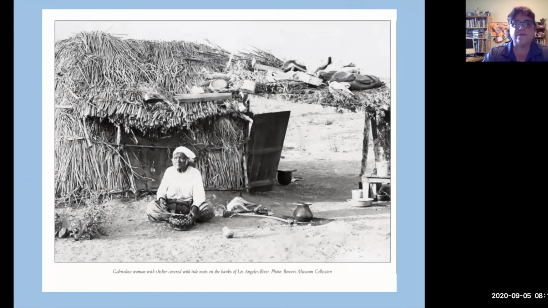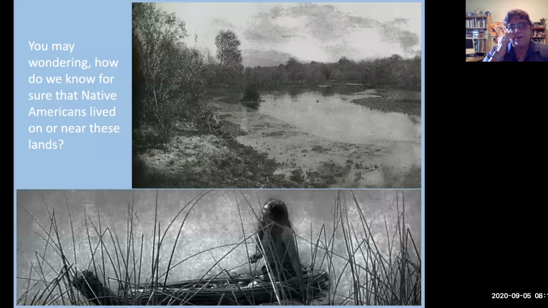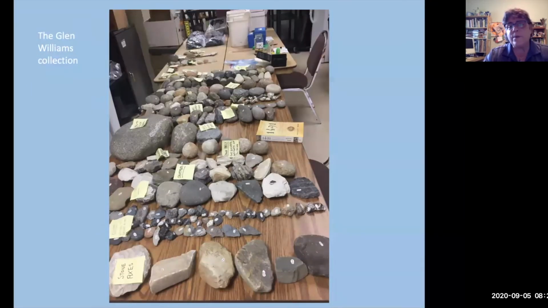You may be wondering again, how do we know for sure that the indigenous people lived near this land when it looked like this, top picture? How do we know? You can imagine, just even looking at that picture, that somebody like this gentleman was down lower, going through the wetlands. We know because of the Glenn Williams collection and other reasons.